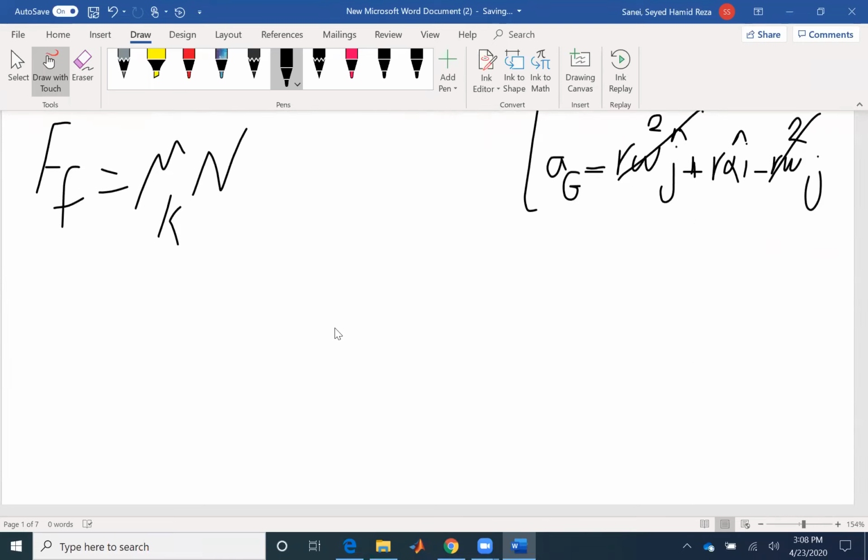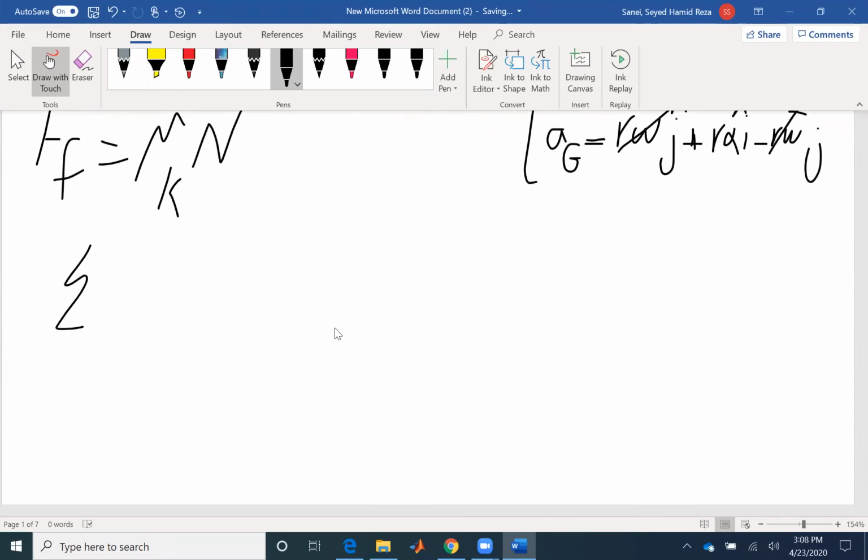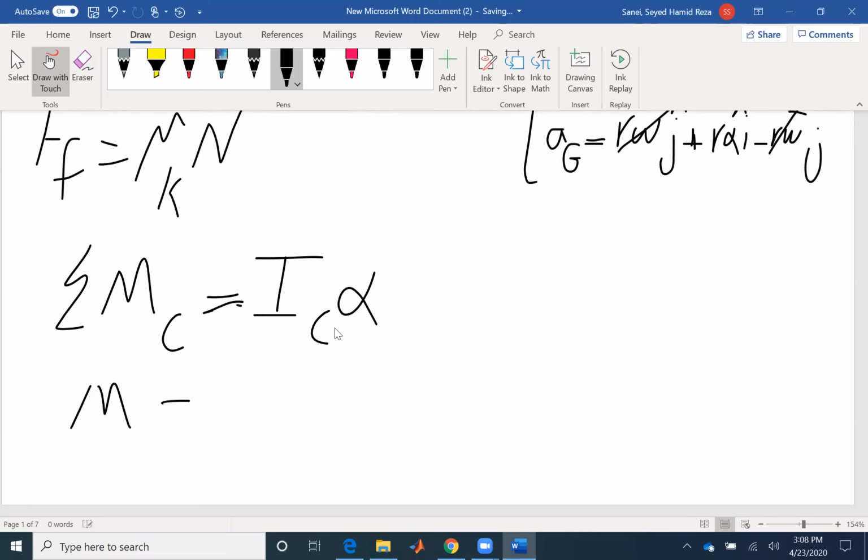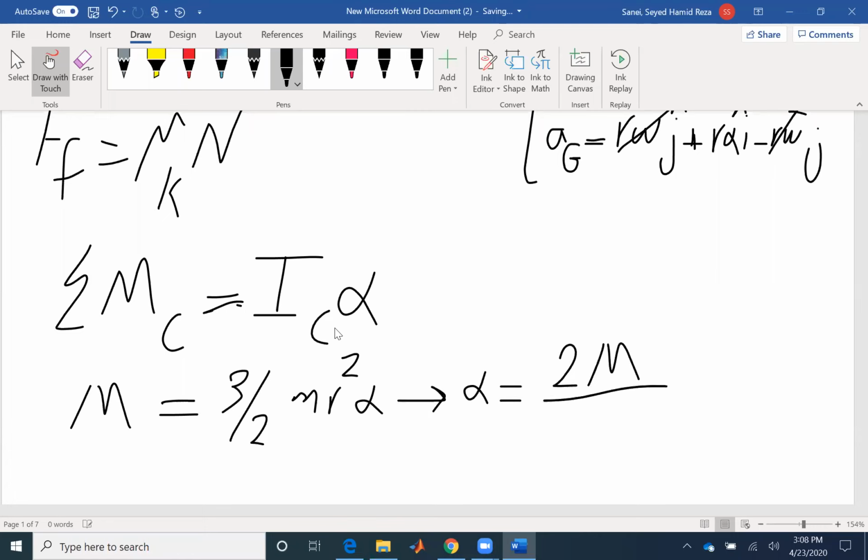So let's write our kinetic equation. Summation of moment about point C would be IC alpha. If we look at our free body diagram, the only moment that we have is the external moment that is being applied on our disk, and IC would be 3/2 m r squared alpha. Therefore, alpha would be 2M over 3m r squared.